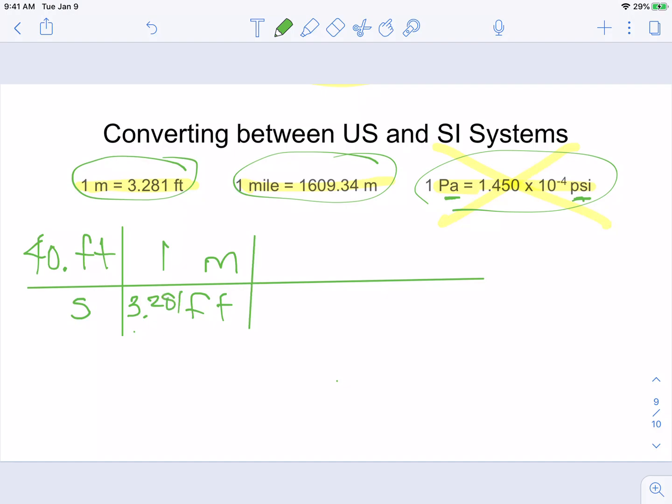And that gets me rid of the feet, but now I have meters and I want to get to miles per hour. So now I use that second conversion that gives me the relationship in between meters and miles. So I'm going to put meters on the bottom. So that's going to be 1609.34 meters in 1 mile. And I just used that conversion that was listed right above to get that. Now my meters cancel out for my units.